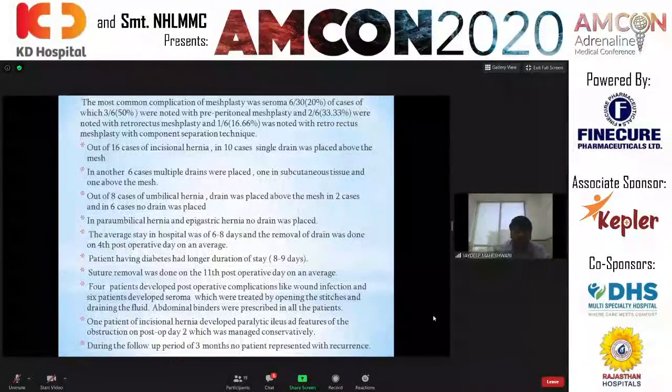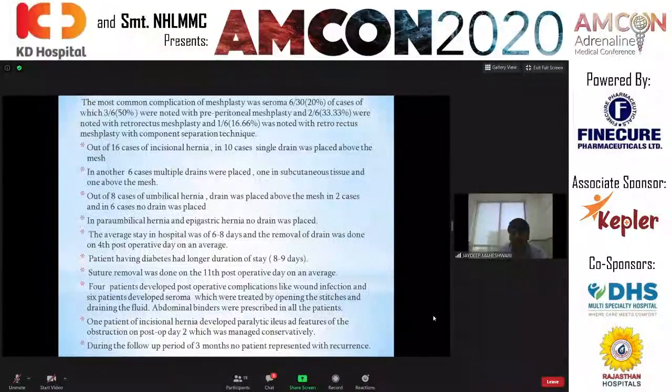And in cases of incisional hernia, in 10 cases, a drain was placed above the mesh, and in 6 cases, 2 drains were placed, one above the mesh and the other in the subcutaneous tissue, according to the subcutaneous tissue volume of the patient. Mainly in the obese patients, a subcutaneous drain was placed. Out of the 8 cases of the umbilical hernia, a drain was placed above the mesh in 2 cases, and in 6 cases, no drain was placed. In paraumbilical and epigastric hernia, no drain was placed.